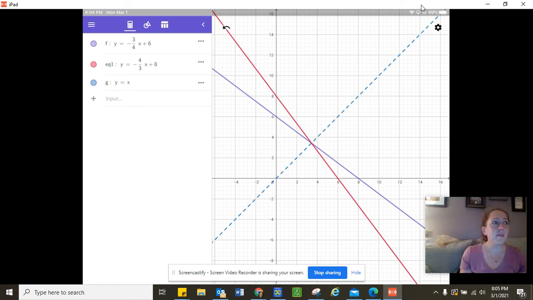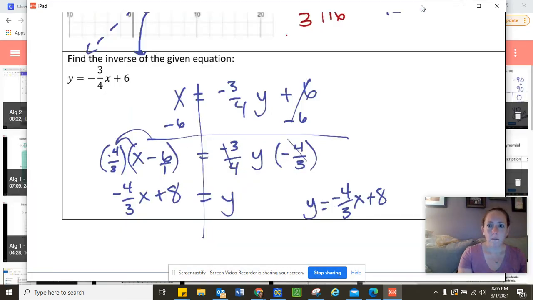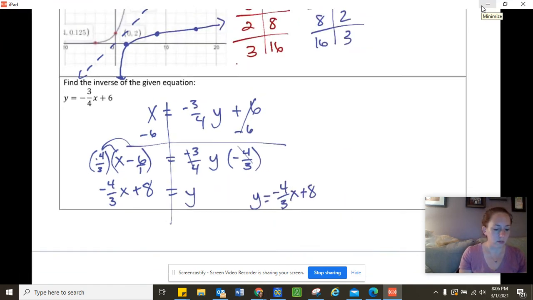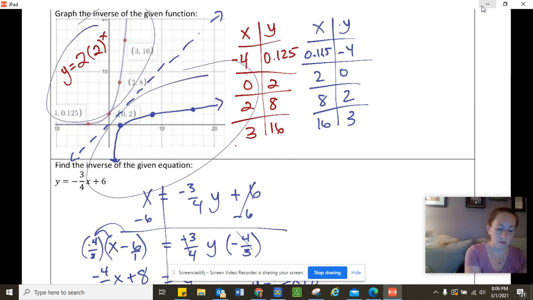Anyway, that is the basics of inverses. And next week, we're going to look more at the specific inverse of exponential functions, which, spoiler alert, this was an exponential function. So we're going to learn more about those kinds of graphs. How exciting for you. I know you can probably hardly stand the wait.